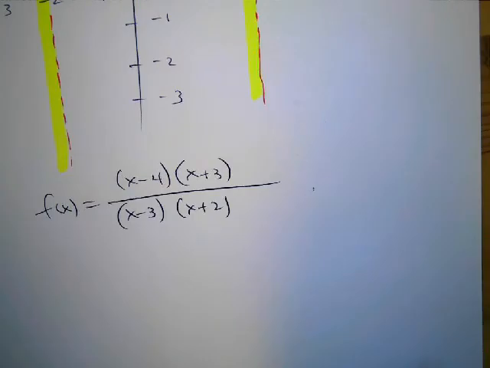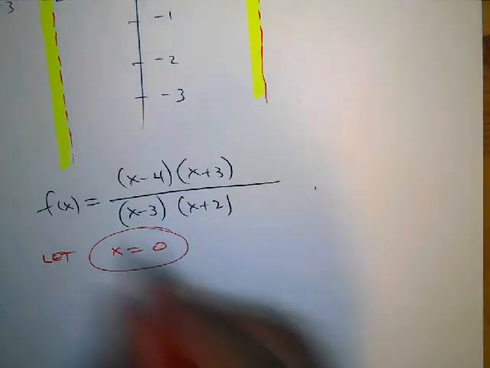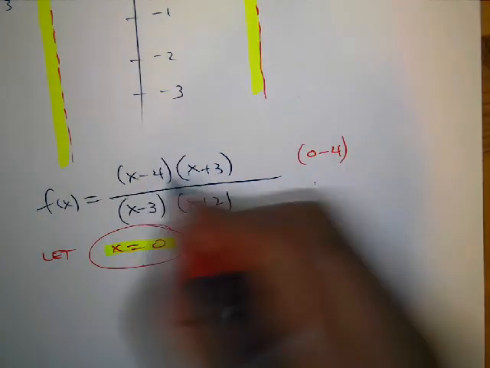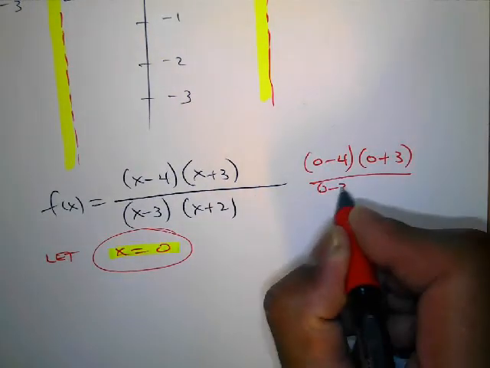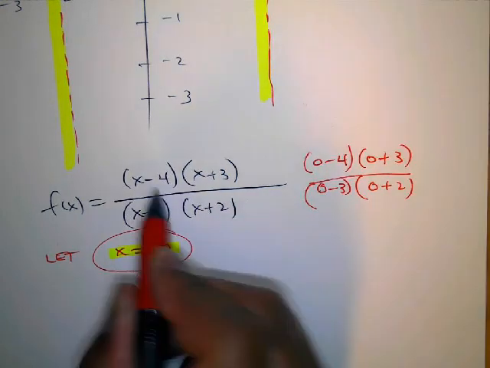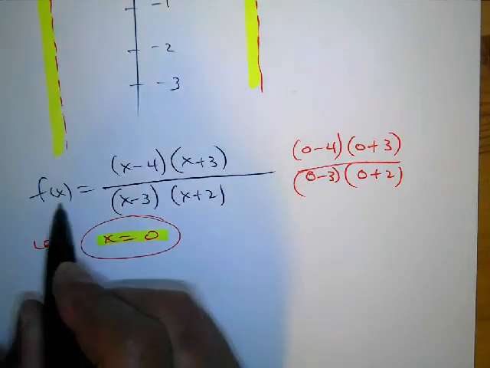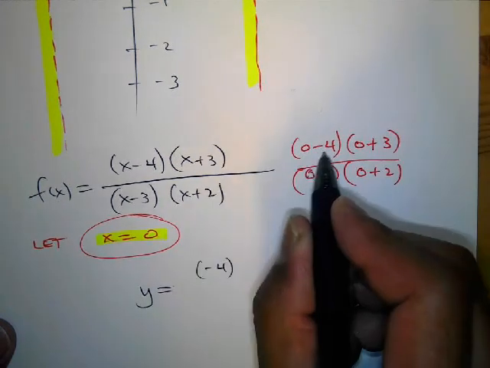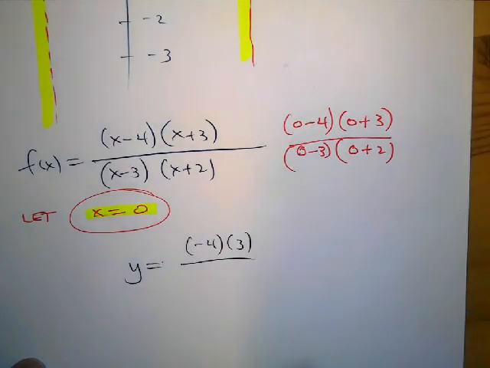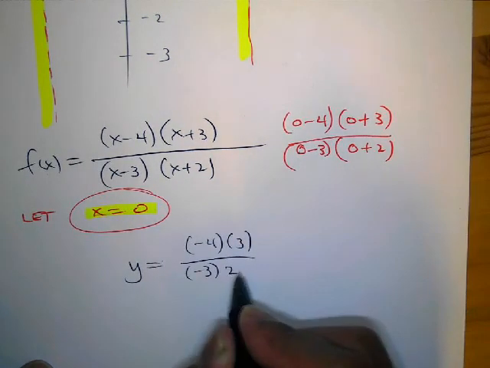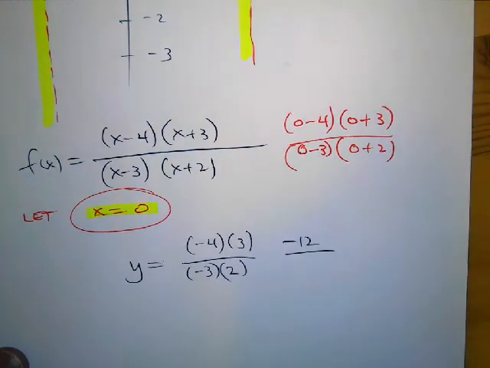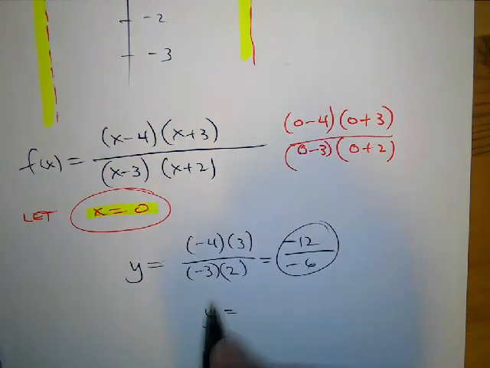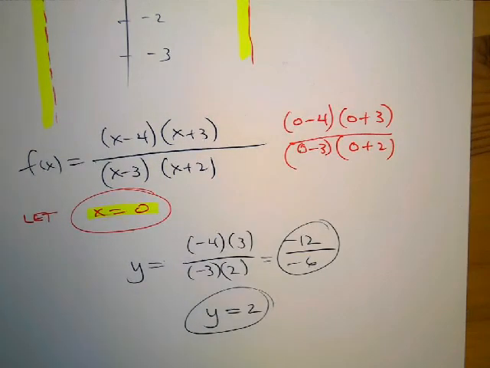I'm going to pick a value of x. Gee, I wonder what's the easiest value of x to pick. You're going to let x equal 0. If I put a 0 here, wouldn't this be 0 take away 4 times 0 plus 3 over 0 take away 3 times 0 plus 2? Everywhere there's an x, I put a 0. And f of x is y, so that'll give you y. Y is equal to -4, right? 0 take away 4 is -4 times 0 plus 3 is 3 over 0 take away 3 is -3, 0 plus 2 is 2. Oh, I like this one. This is going to be -12 over -6. Ooh, this is going to give me a nice number. Y is equal to +2.